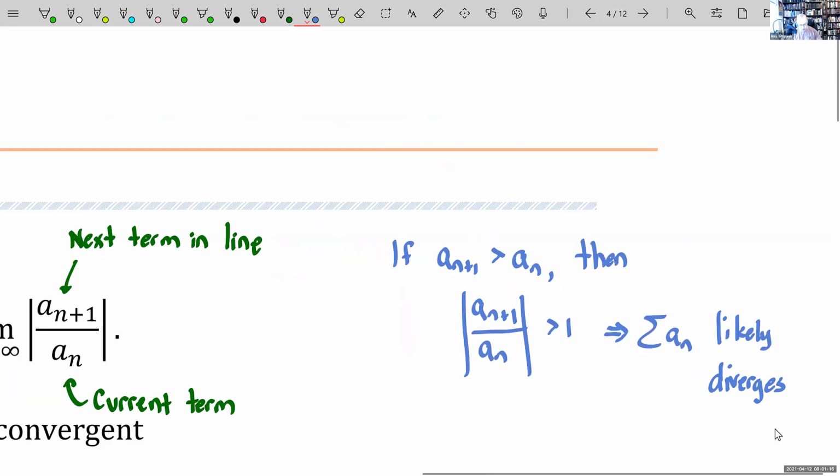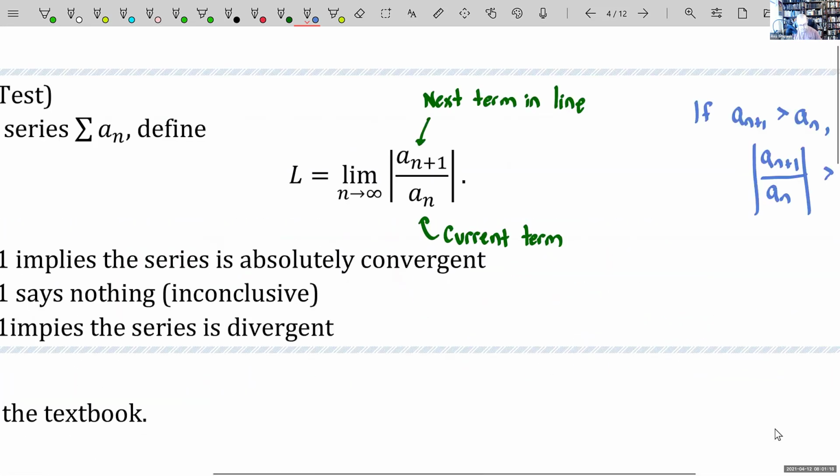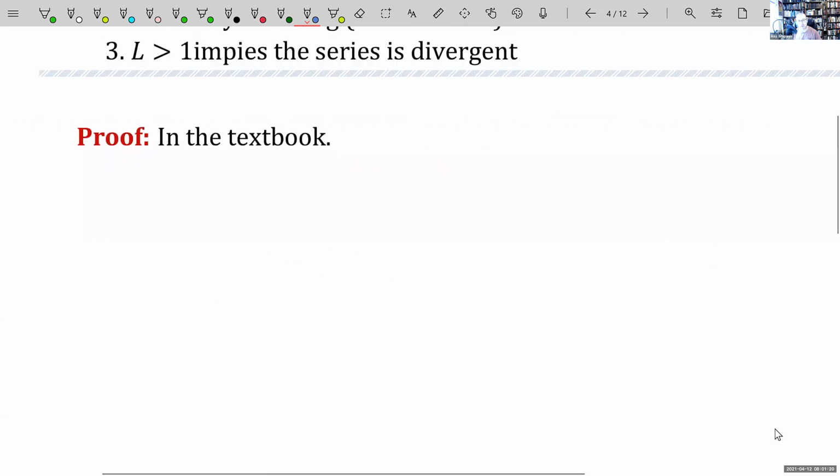And if you take a look at this bottom one right here, wait for it. If L, the limit, is greater than 1, that implies the series is divergent.